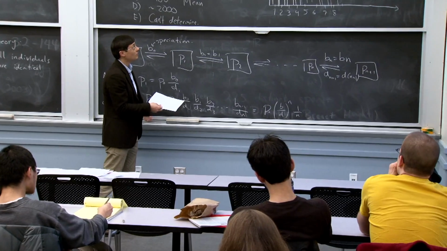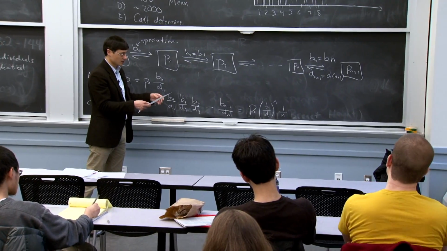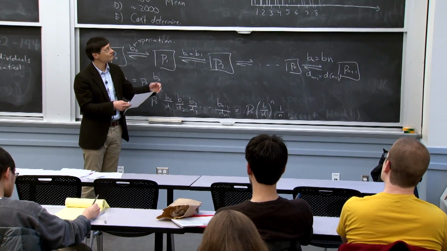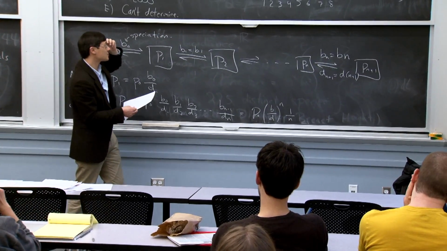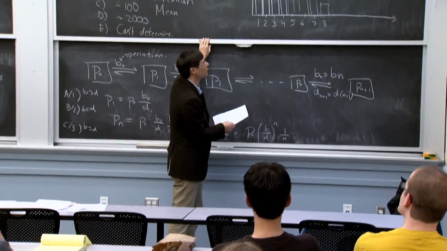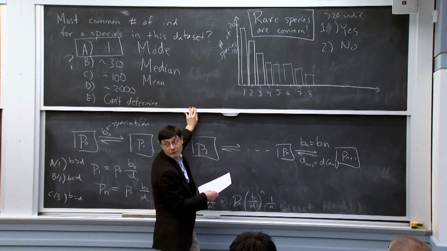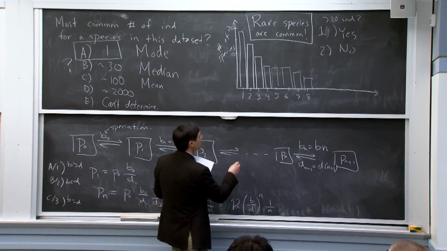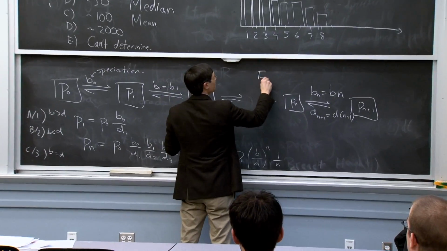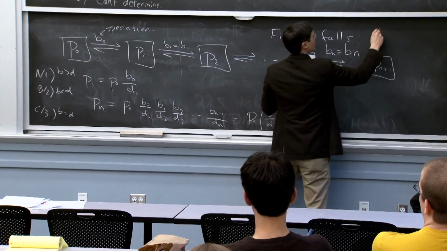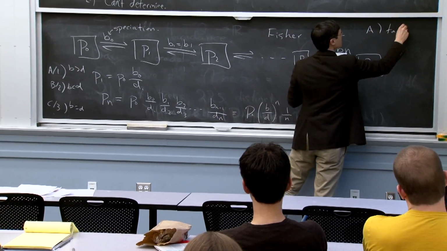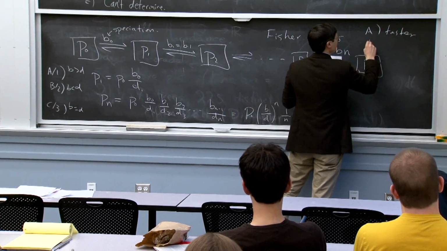Now, if you plot the Fisher log series, it looks a bit like this. But let's think about it a little bit. Does the Fisher log series fall off A, faster, or B, slower than this, in this direction?